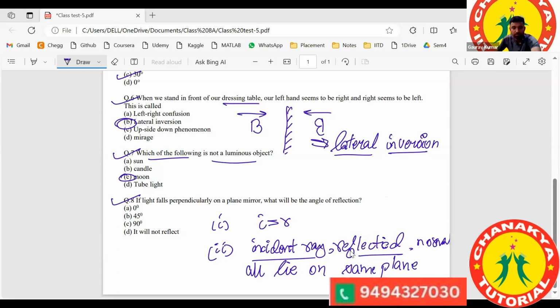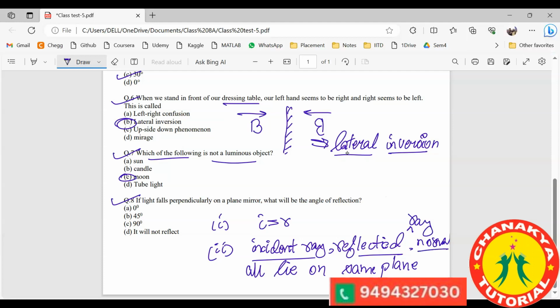Okay. Now, in this question I was talking about these two laws. The angle of incidence is always equal to the angle of reflection, and the incident ray, reflected ray, and normal all lie on the same plane. You can say normal to the mirror.